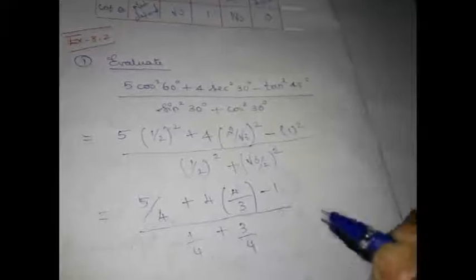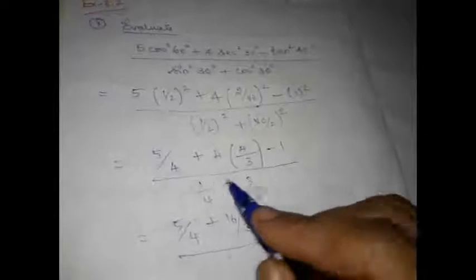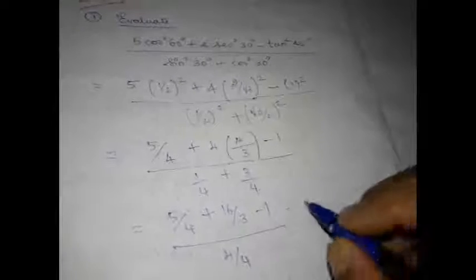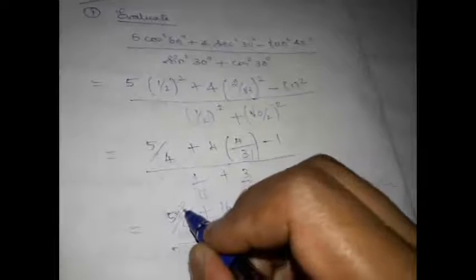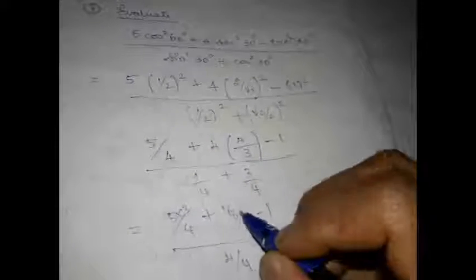is 3 by 4, which is equal to 5 by 4 plus 4 4s are 16 by 3 minus 1, divided by a common denominator. So you can add the numerators, which is 4 by 4. So for the numerator we have to take LCM 12. So we need to multiply it by 3, 15, plus here we need to multiply it by 4, 16 4s are 64, minus we need to multiply it by 12. So it is going to be 12. And 4 by 4 is 1. So the denominator is 1. So no need of that, which is equal to you have to add and subtract.